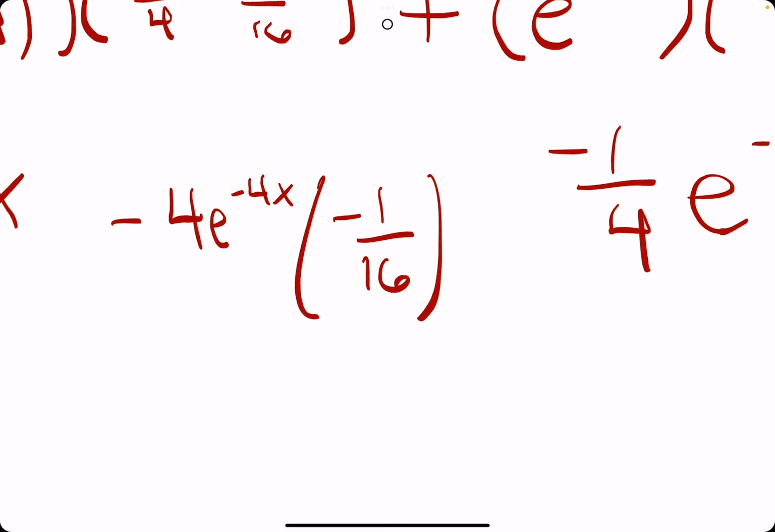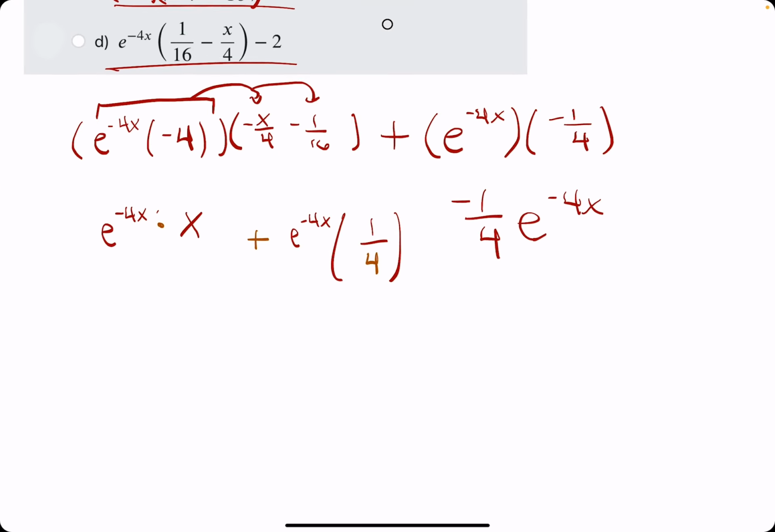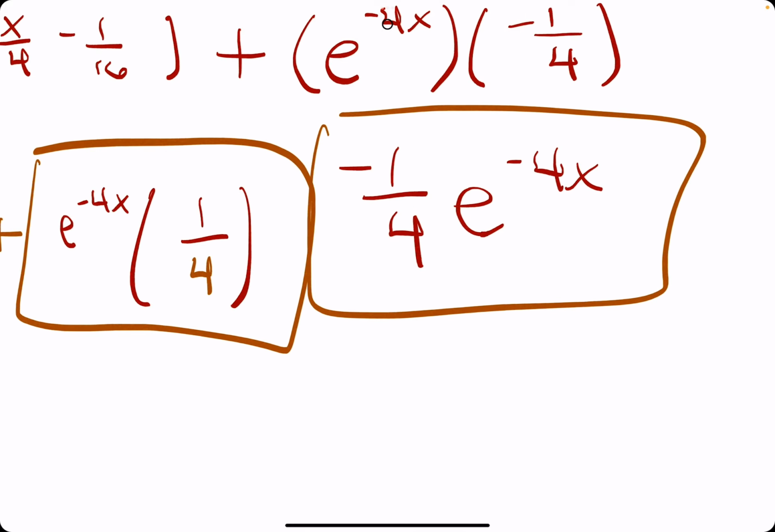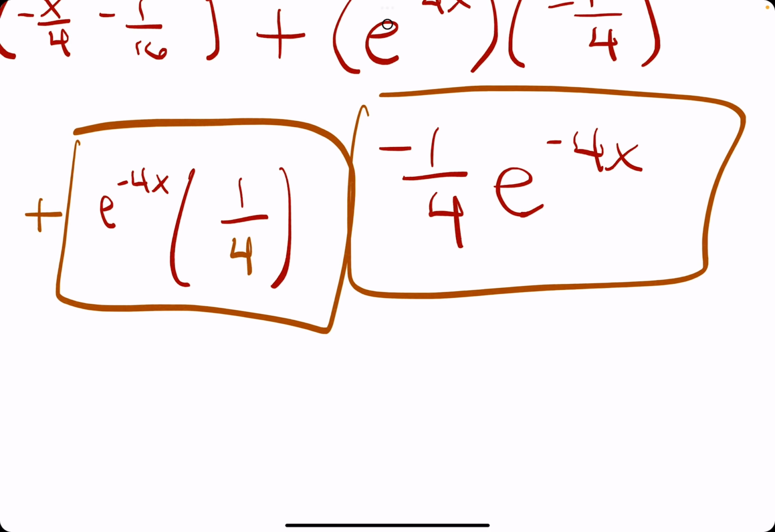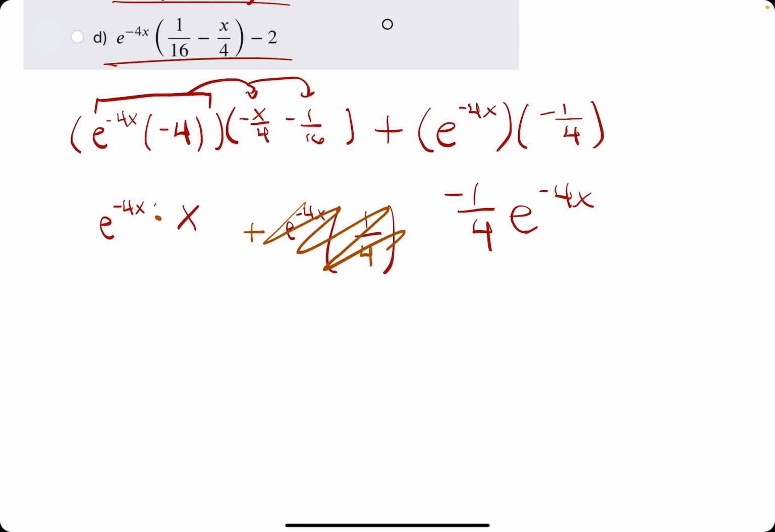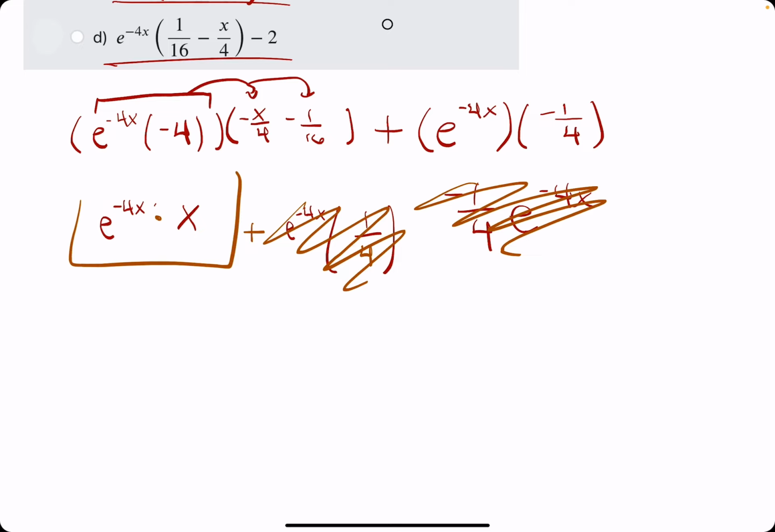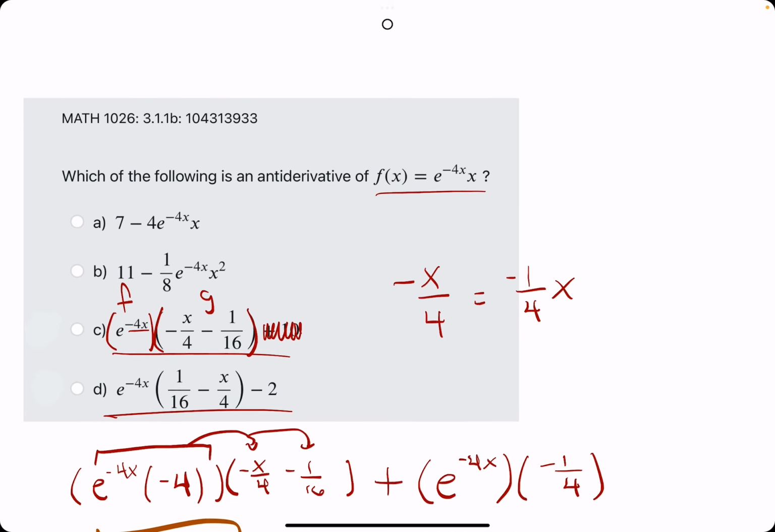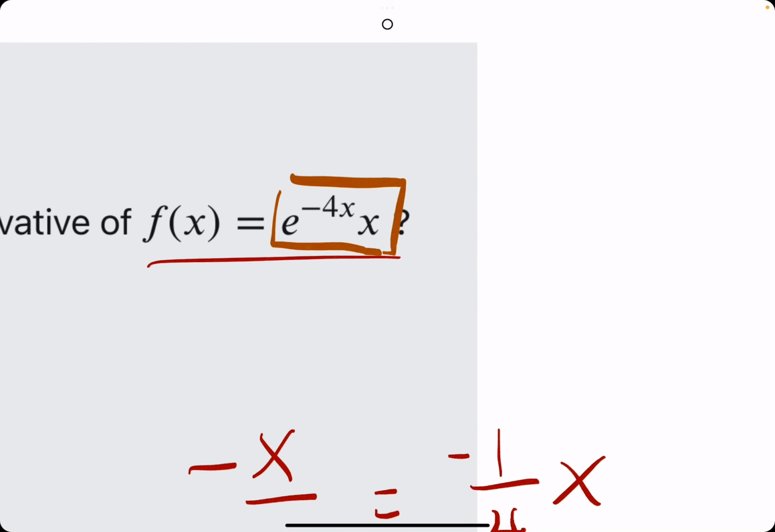And then over here, 4 can cancel with 16 to leave a 4 on the bottom. In other words, 4 over 16 reduces to 1/4. The negatives can cancel out once again. So we're left with a plus there. And then, oh, what do you know? We have this and this. These are the same terms except one is positive and one is negative. So these cancel out and we are only left with e to the negative 4x times x. That's pretty cool.